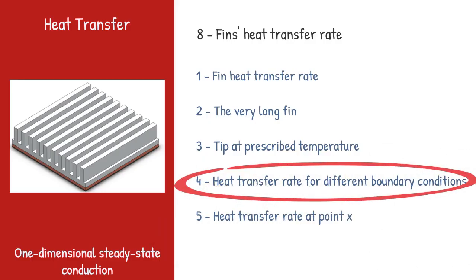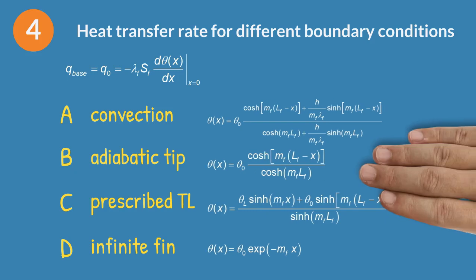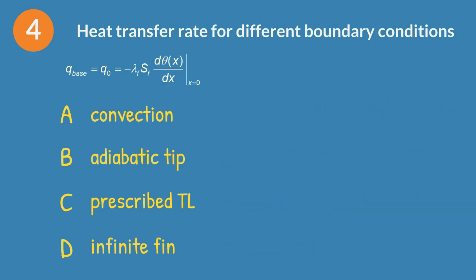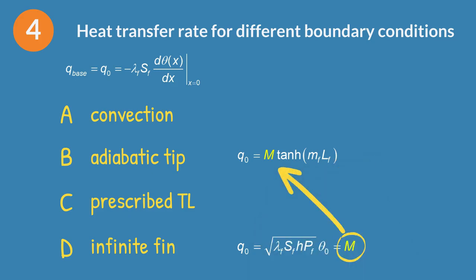What is the expression for the heat transfer rate for different boundary conditions? The heat transfer rate between the fin and the surrounding fluid can be calculated for each boundary condition after knowing the excess temperature function. In this video, we have developed the expression of the heat transfer rate at the base for case D. You can do the same for an adiabatic tip fin. The uppercase M, which is the result for case D, is the reference value for other boundary conditions.